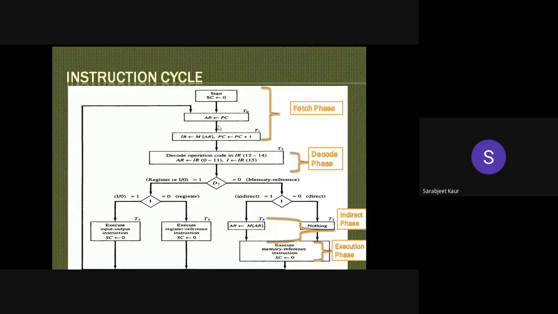So please see, the address of my next instruction to be executed is in the program counter. In the first time signal, that is in the time signal T0, we transfer the address of my instruction from PC to AR. This is so that in the next time signal, I go to the memory location at this address.